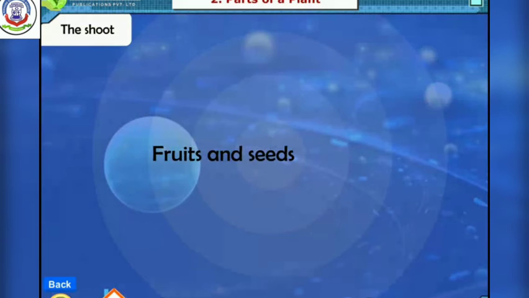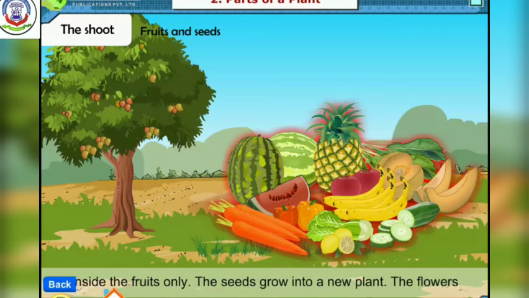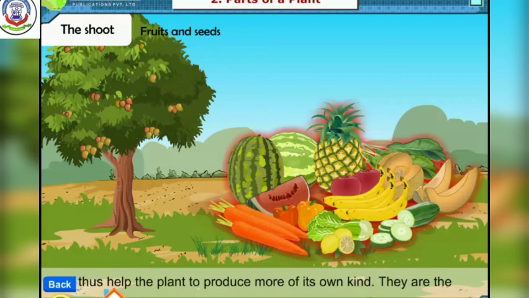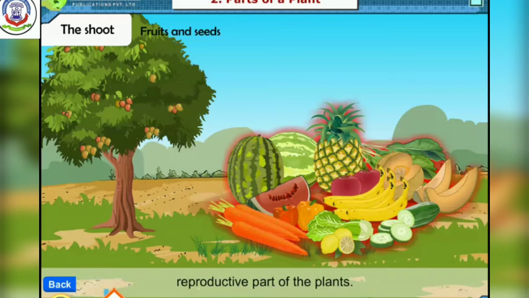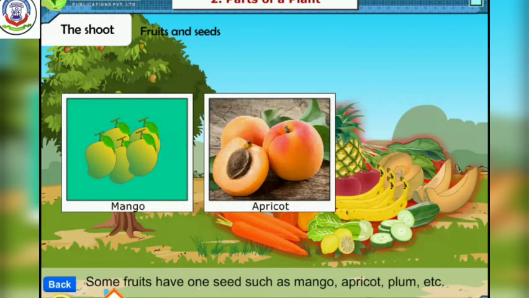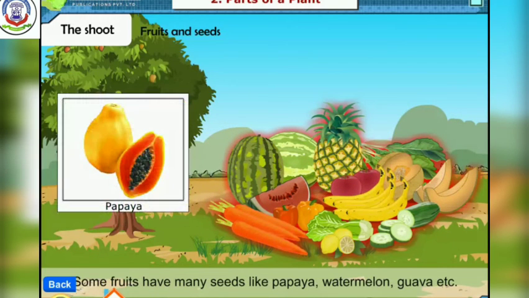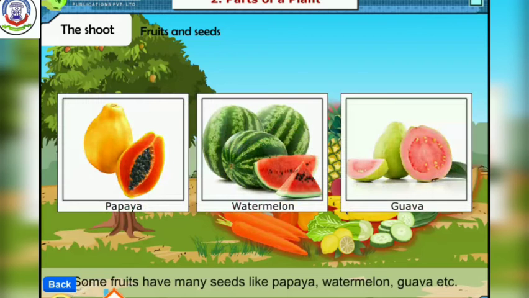Fruits and seeds. The flowers of the plant change into fruits. The seed of the plant is inside the fruits only. The seeds grow into a new plant. The flowers thus help the plant to produce more of its own kind. They are the reproductive part of the plants. Some fruits have one seed, such as mango, apricot, plum, etc. Some fruits have many seeds, like papaya, watermelon, guava, etc.